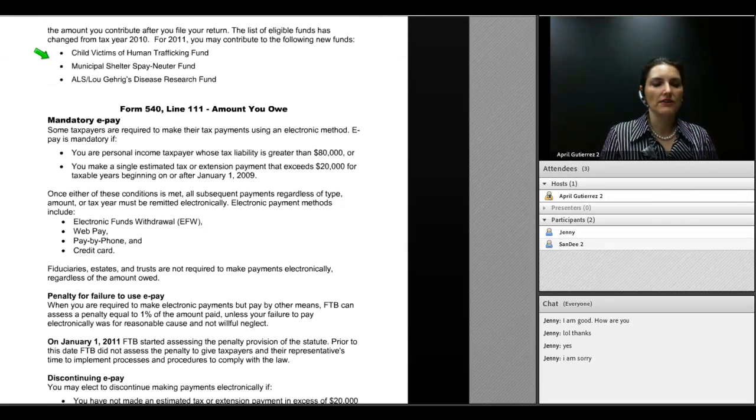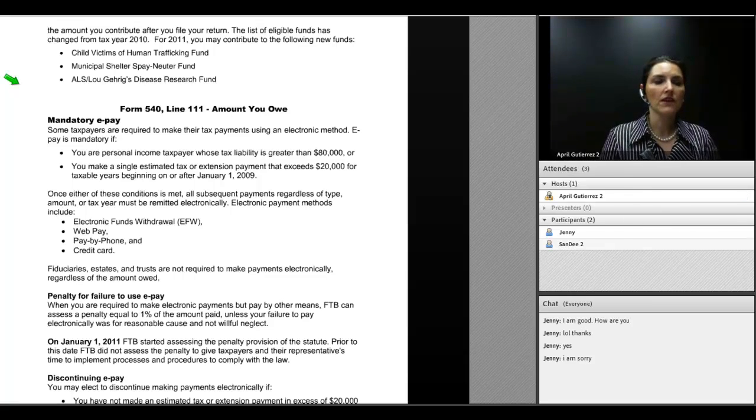Contributions, these are the new charities. When you have your California return, you can donate to a California charity. You are able to donate whether you have a refund or whether you owe California, and these are the 3 new charities that are added for 2011. They include the Child Victims of Human Trafficking Fund, the Municipal Shelter Spay-Neuter Fund, and the ALS Lou Gehrig's Disease Research Fund.